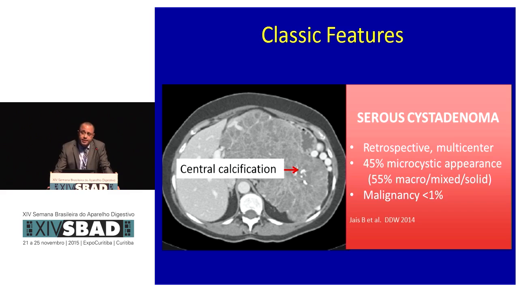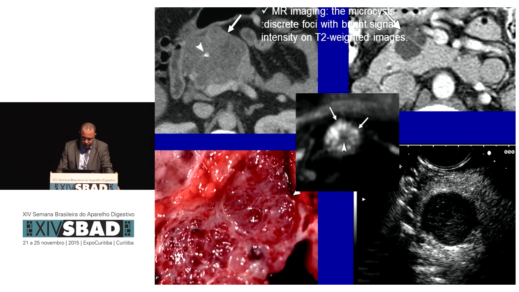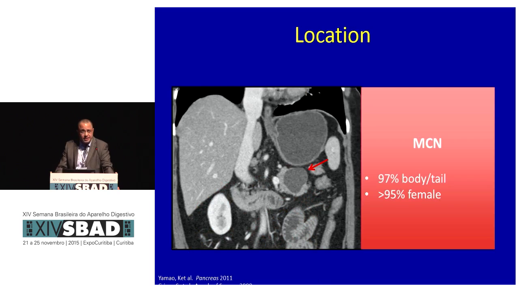Some of these serous cysts are unilocular, and it's very hard to differentiate just by looking at them if that's an IPMN, MCN, or a serous cyst adenoma. But this is the classic feature. We can also see these discrete foci with bright signal intensity on T2 weighted images on MRI, and this is also diagnostic of a serous cyst. So this is the classic features.